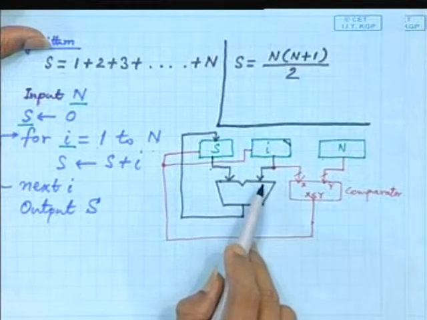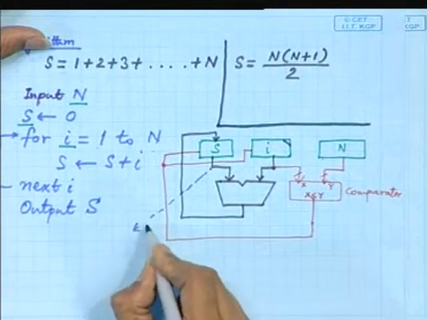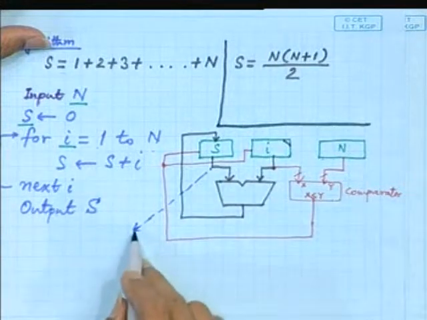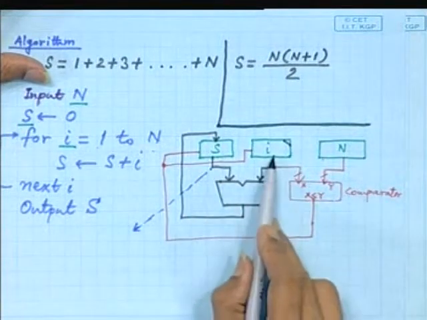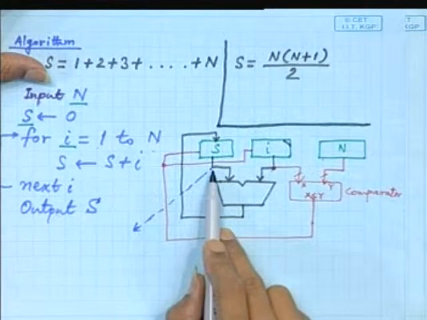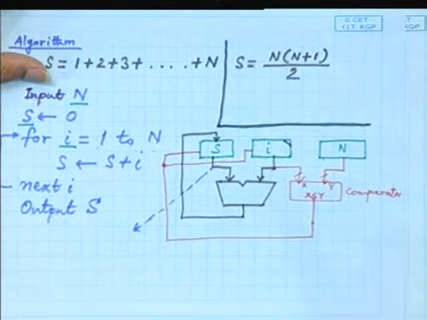So after n cycles we should be able to get the result at this point. At S, if we take out that, we should get the result. But now how quickly can it be done? If we look at the output of say I or S, then we find that the output is changing only at a clock edge. So what is clock?